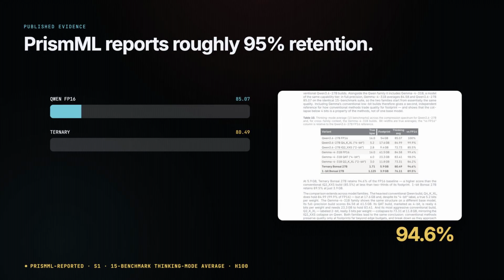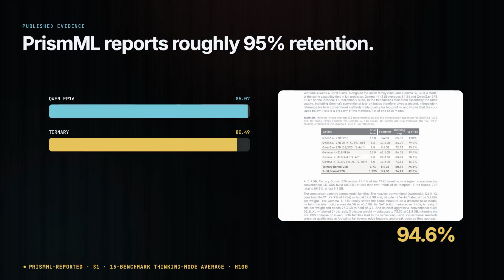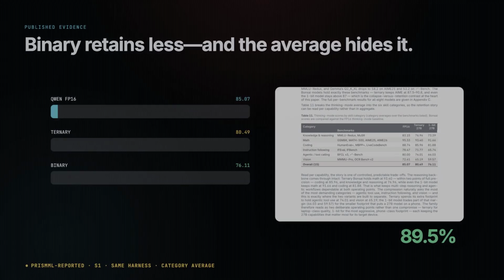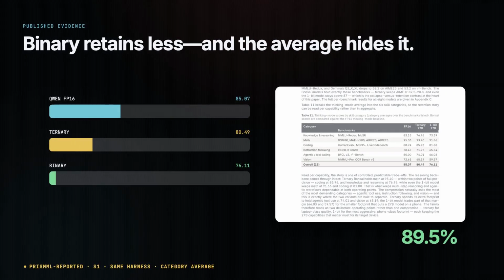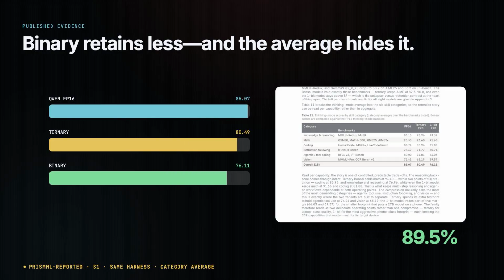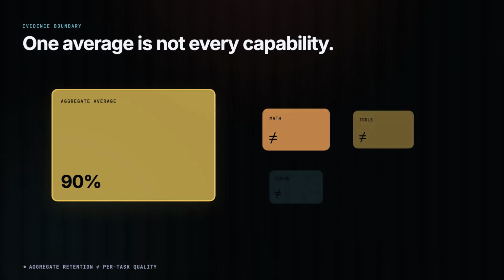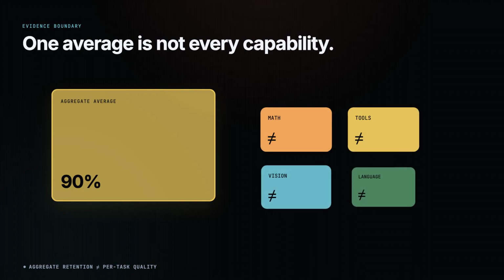In PrismML's thinking suite, ternary Bonsai retains about 95% of its full precision QN reference at a smaller footprint. Binary retains about 90% in the same vendor harness. The average hides larger drops in instruction following, tools, vision, and reasoning. Those are useful engineering results, not independent confirmation. Aggregate retention does not make every answer 90% as good.